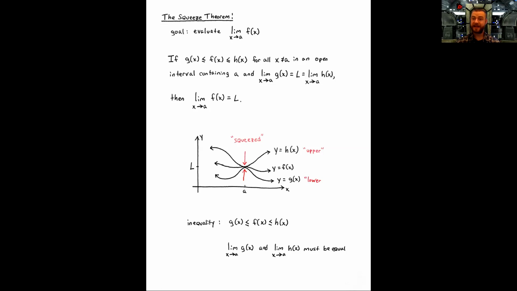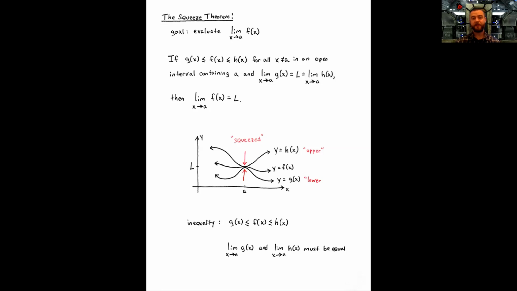Now how we make a conclusion is if f is squeezed between g and h of x, and the upper and lower functions have the same limit as x approaches a, the function in the middle, f of x, has no choice but to be squeezed and have the same limit as x approaches a.